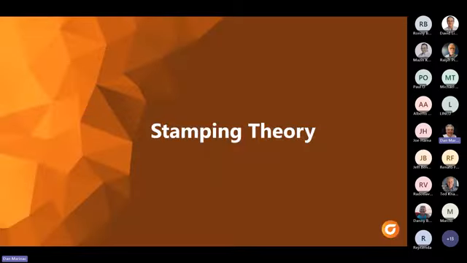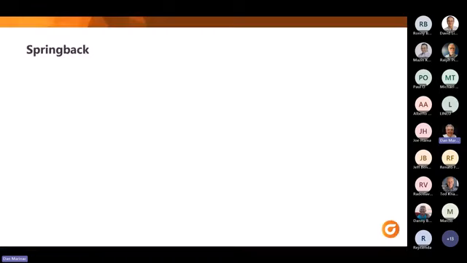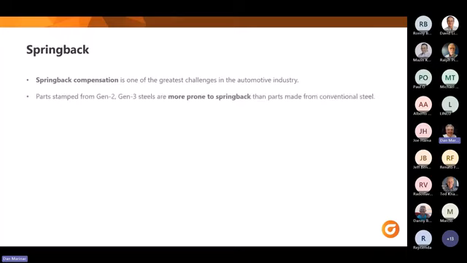I'm going to start though by boring everybody to tears, and I'll apologize now, but if we don't cover some stamping theory, I don't think you'll be with me through the presentation. Springback compensation is one of the greatest challenges in the automotive industry. Parts stamped from Gen 2 and Gen 3 steels are more prone to springback than parts made from conventional steel. Many of us have our experience in conventional or high-strength steels. These Gen 2s and Gen 3s are creating some problems with springback compensation.